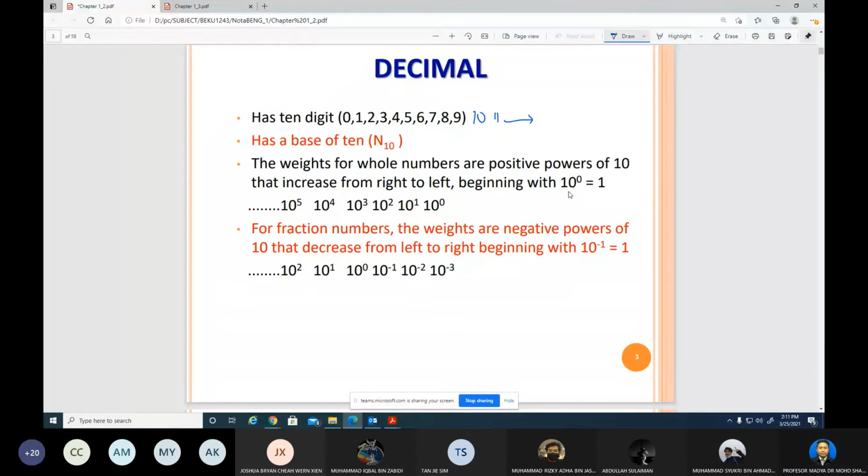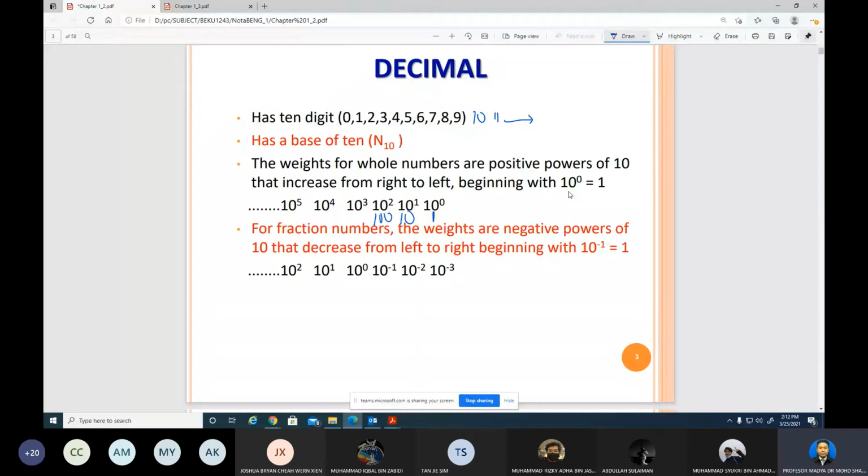So you can see this one. This is the sequence of the base 10. For example, we have 10 power of 0, that means 1 here, and then 10 power of 1, we have 10. Then 10 power of 2, that is 100, and so on. So 10 power of 3 means 1000 and so on.